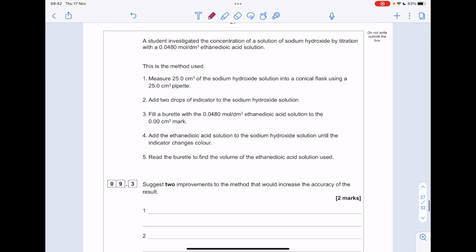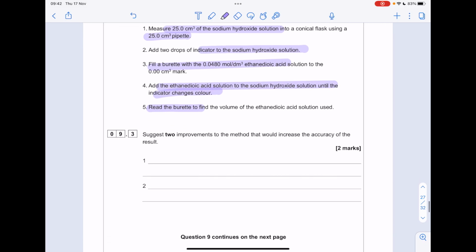A student investigated the concentration of a solution of sodium hydroxide by titration with 0.048 moles of ethane dioic acid. This is the method used. Measured 25 centimeters cubed of sodium hydroxide solution using a pipette. Add indicator. Fill the burette with the ethane dioic acid. Add the ethane dioic acid to the sodium hydroxide solution until the indicator changes colour. Read the burette. Suggest 2 improvements to the method that would increase the accuracy of the result.